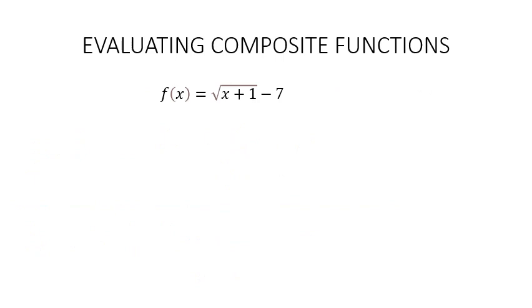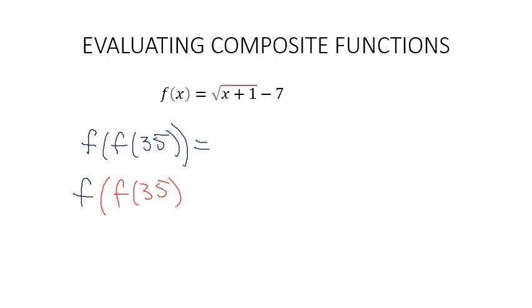It's possible to compose a function with itself. So f of f of 35 is something that we can calculate. The inside and the outside functions are the same, but it does not mean that f of 35 will be the same as f of f of 35. I'm going to color this a little bit just so we keep track of what's what. So the inside of this is f of 35. So I'm going to calculate f of 35.